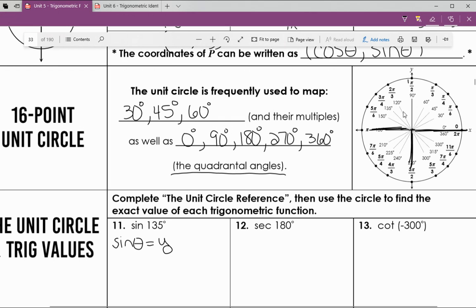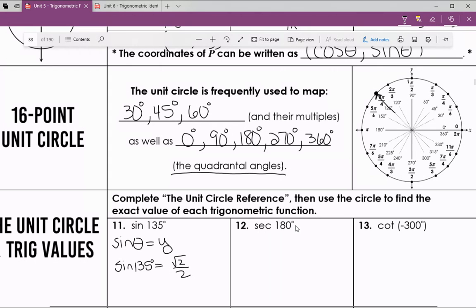All right, so this says it wants the sine value of 135 degrees. So I'm going to come over here to the line that says 135. I'm going to go out there, look at that ordered pair, and write down the y value. So sine at 135 degrees. What is the y value associated with that point right there on that circle? Square root 2 over 2, positive, correct? Okay.